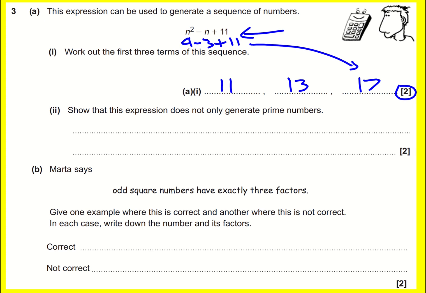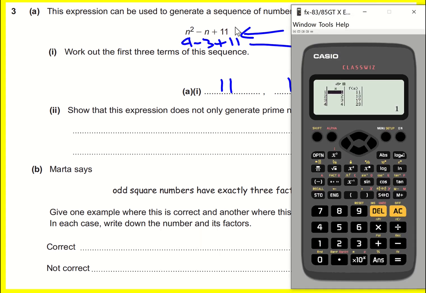Show that this expression does not only generate prime numbers. Well, this one, so far is prime numbers, so we have to find the value of n such that we get n squared minus n plus 11 that we know is not prime. Okay, and we could try some values, 4, 5, 6. Actually, the table function comes in really useful again for that.